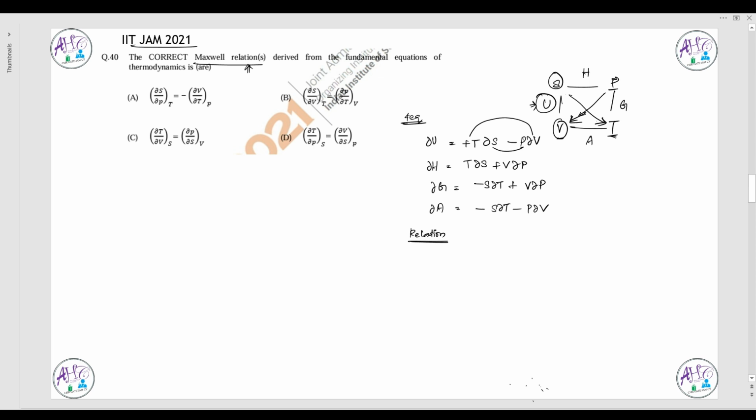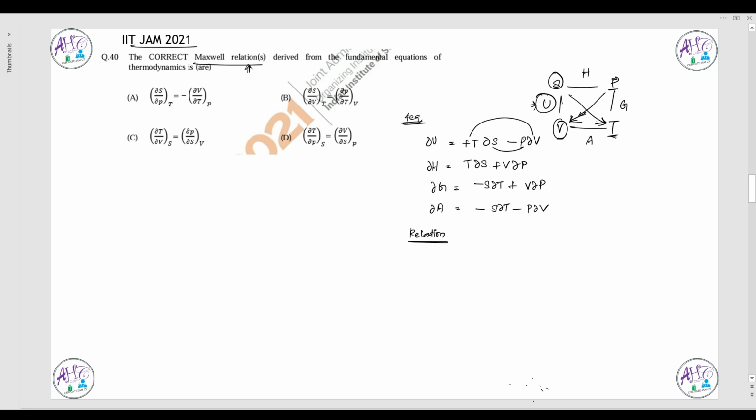It's basically like your TdS, TdS will be equal to PdV. Okay, so we are going to differentiate that. So if you differentiate, this is how I remember this all the time. Because we cannot remember all the equations, that's why I'm explaining the way I remember.